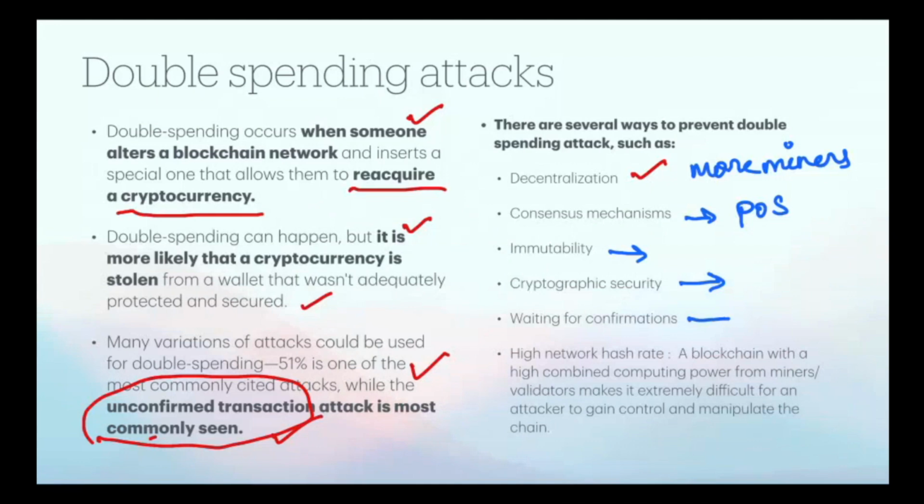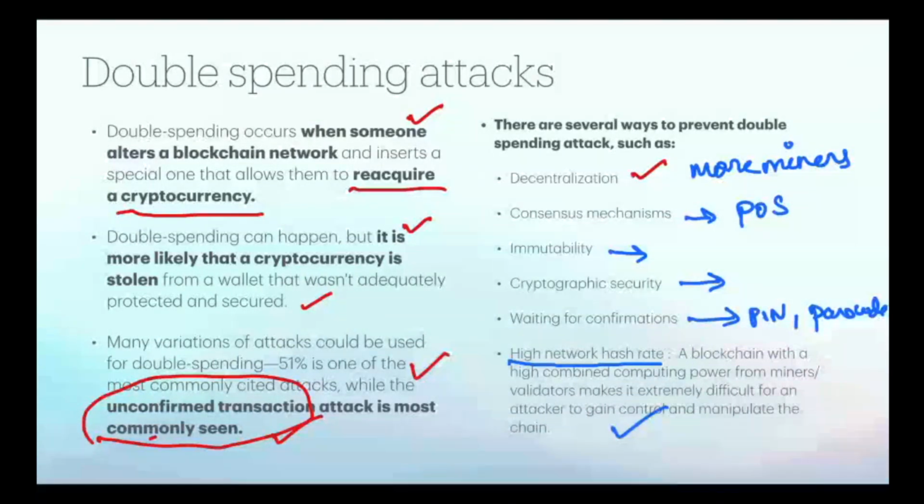Then waiting for confirmation. Generally for confirmation, you just wait. The confirmation can be a PIN number, a passcode, or any kind of confirmation. We should have it so that double spending can be avoided. Then high network hash rate. A blockchain with a high combined computing power from miners makes it extremely difficult for an attacker to gain control and manipulate the chain. So this is one method of prevention.